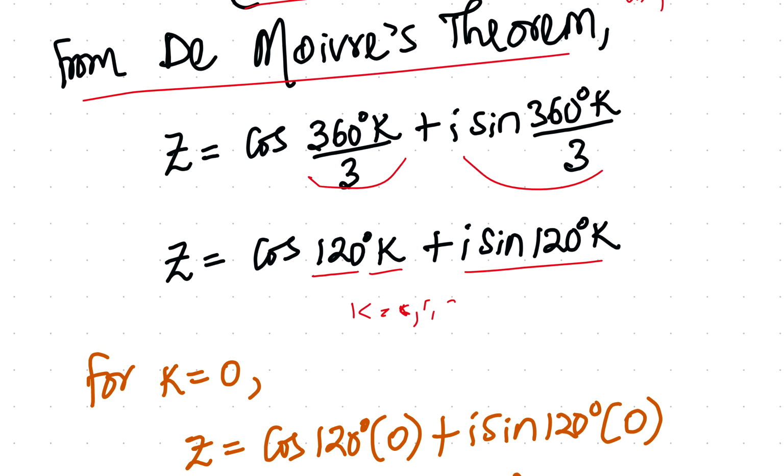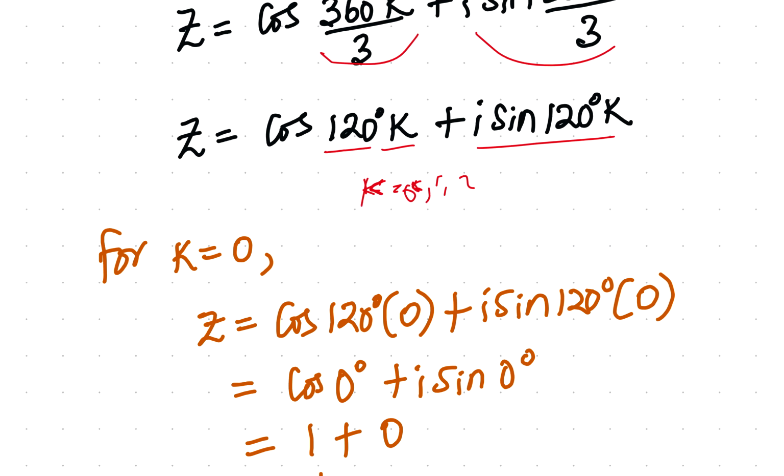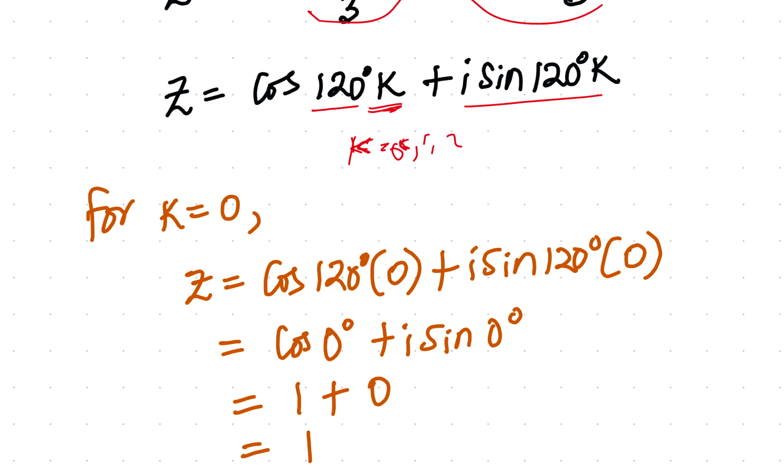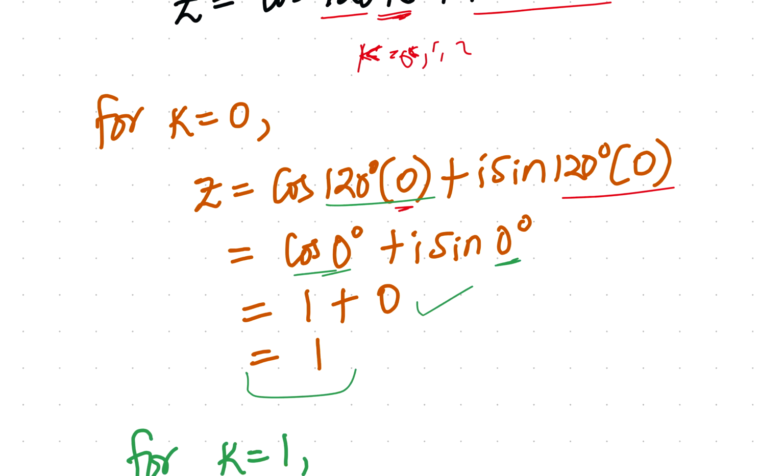So for k equals 0, z equals cos 120 degrees times 0 plus I sine 120 degrees times 0. Very important. So 120 degrees times 0 is 0 degrees. So you have cos 0 degrees plus I sine 0 degrees. Cos 0 again is 1, sine 0 is 0. So one of the cubic roots is simply 1. That's one of the cubic roots, so we have 2 to go.